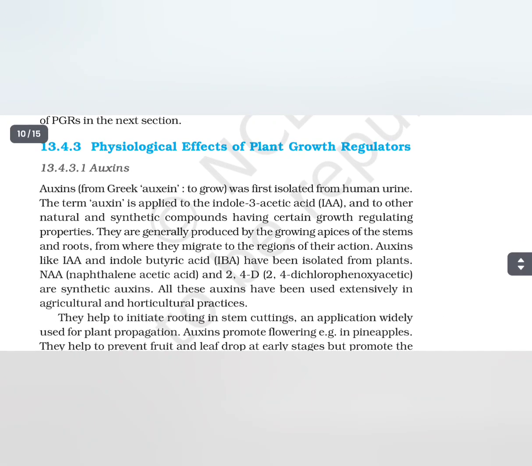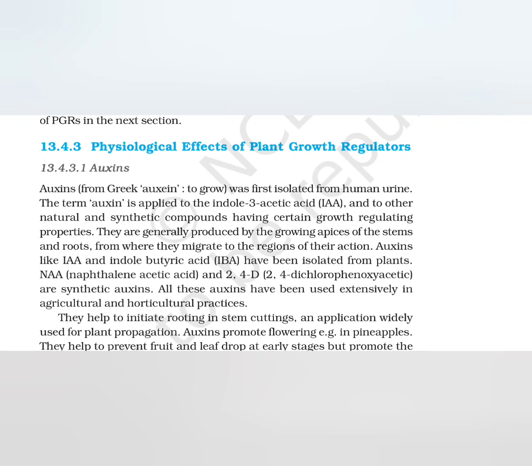Physiological effects of plant growth regulators. Auxins. Auxin was first isolated from human urine. The term auxin is applied to indole-3-acetic acid and to other natural and synthetic compounds having certain growth regulating properties. They are generally produced by the growing apices of the stems and roots, from where they migrate to the regions of their action.